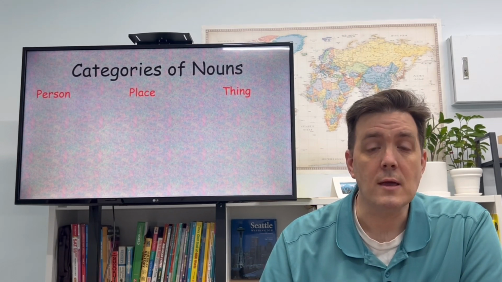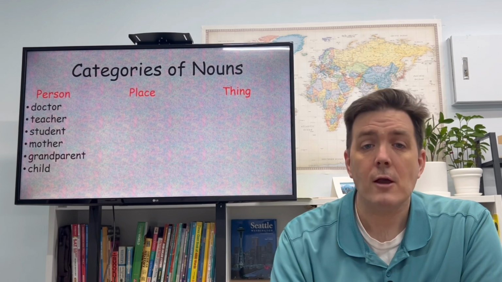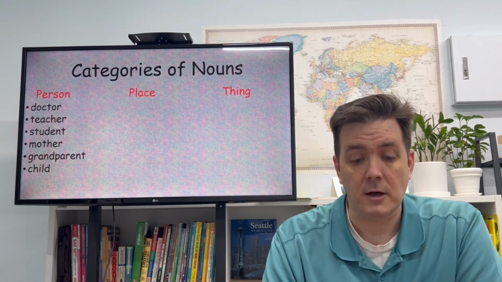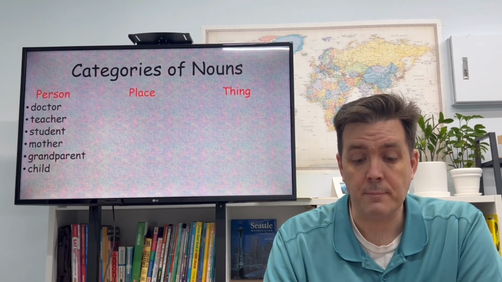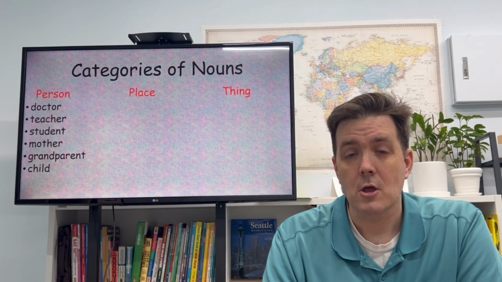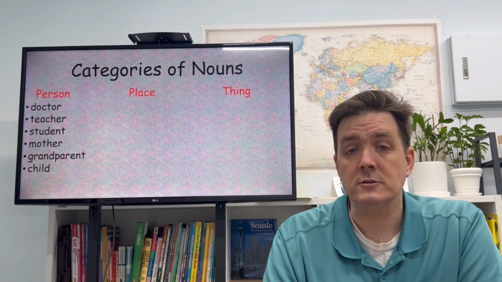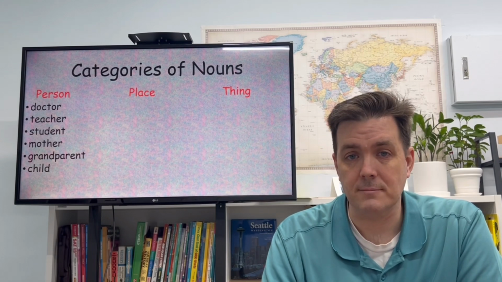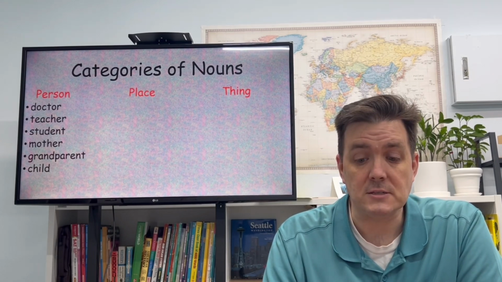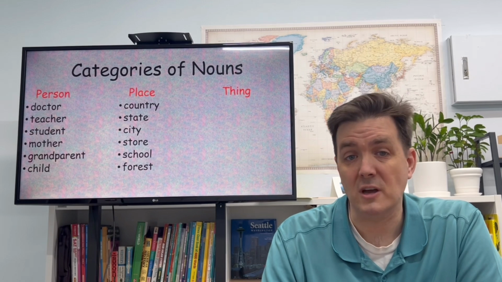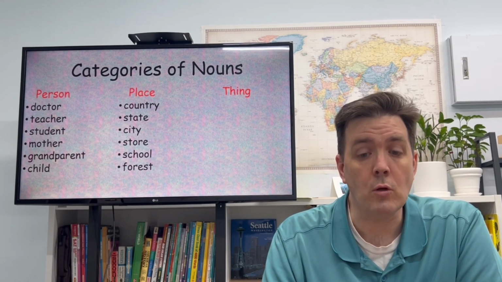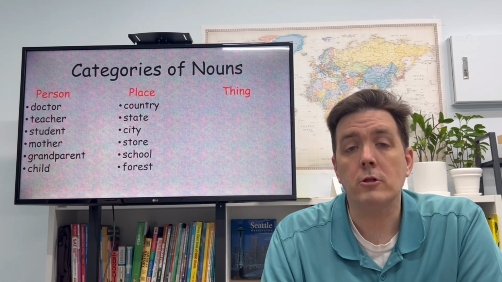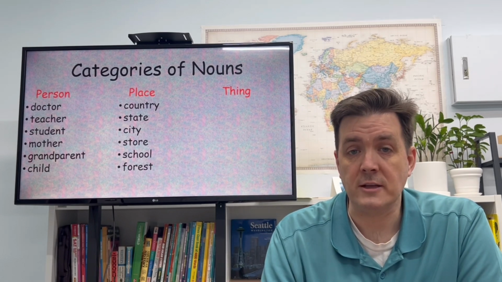The first one is a person. Here are a few examples of person: a doctor, a teacher, a student, a mother, a grandparent, and a child. All of these are common nouns that refer to a person. Secondly, we have places. A place could be a country, a state, or a city. It could also be a store, a school, or a forest. All of these are places where things happen.